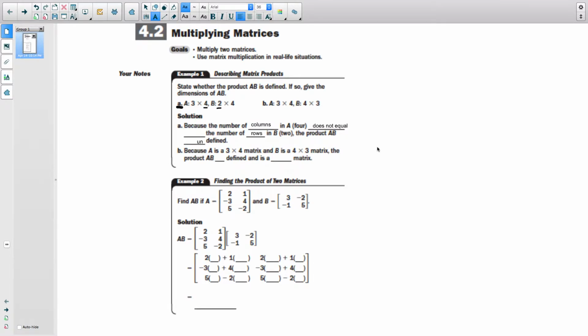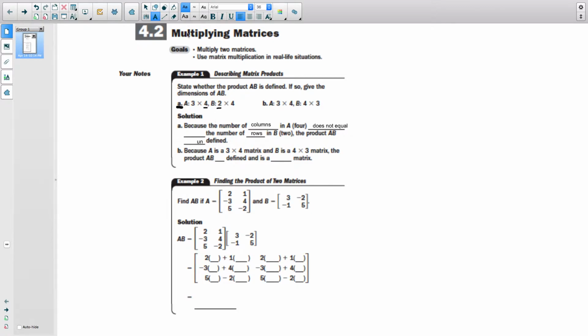Again, you want to write your dimensions out side by side. Matrix A was a 3 by 4, matrix B was a 2 by 4. You want to make sure the numbers in the middle match. This one is a 4, this one is a 2. They are not the same. Therefore, the product is undefined.